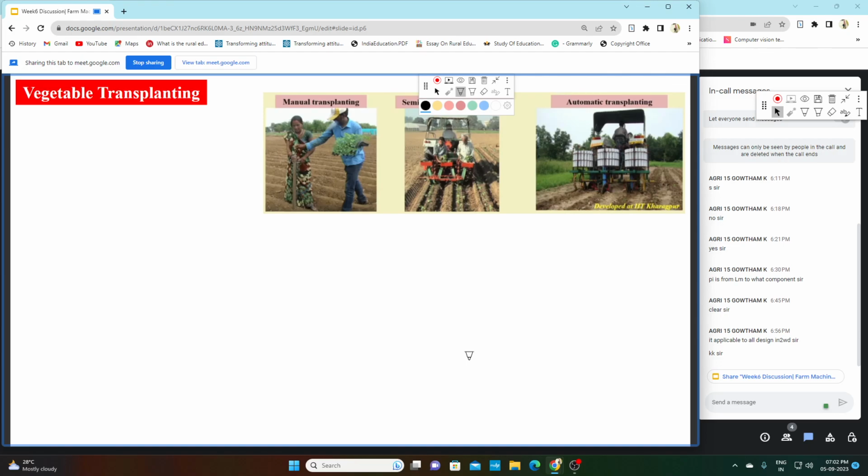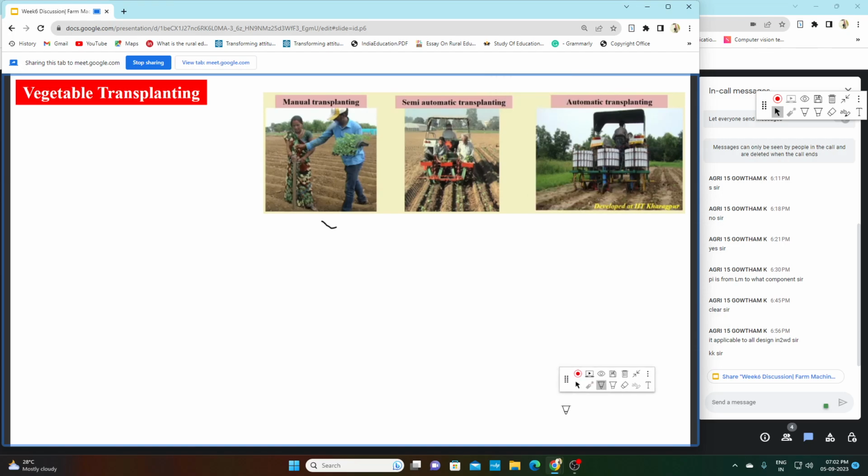Why are we not using animal power? Because this transplanting operation is a very precise operation. So that is why we are not using animal power. We have only two power sources for transplanting, one by human and second by mechanical. And mechanical is also divided into two parts: semi-automatic and automatic. In case of semi-automatic, we get a mechanical power source, that is the tractor, but transplanting we have to do by hand.